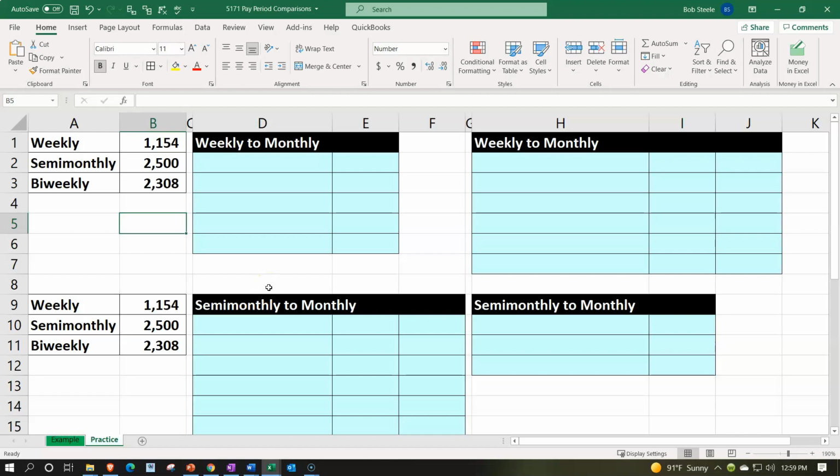If you have access to the Excel worksheet and would like to follow along, note that we're down here in the practice tab as opposed to the example tab, the example tab, in essence, being an answer key. Information's on the left-hand side. We're going to populate that into the blue area on the right-hand side.